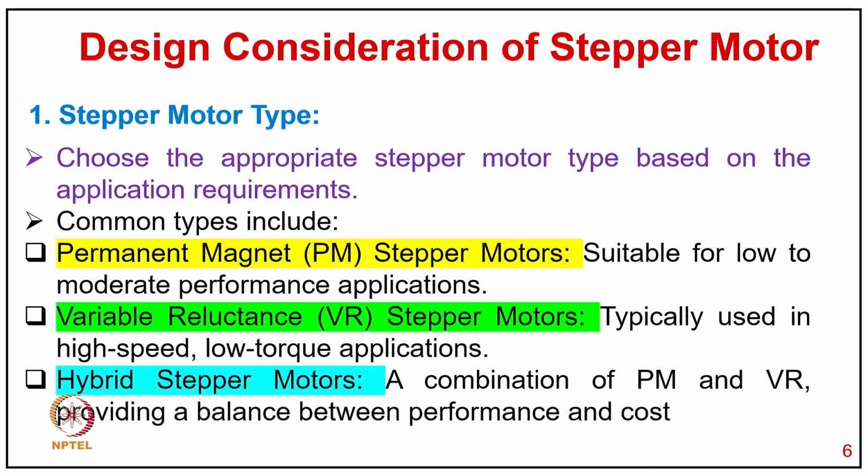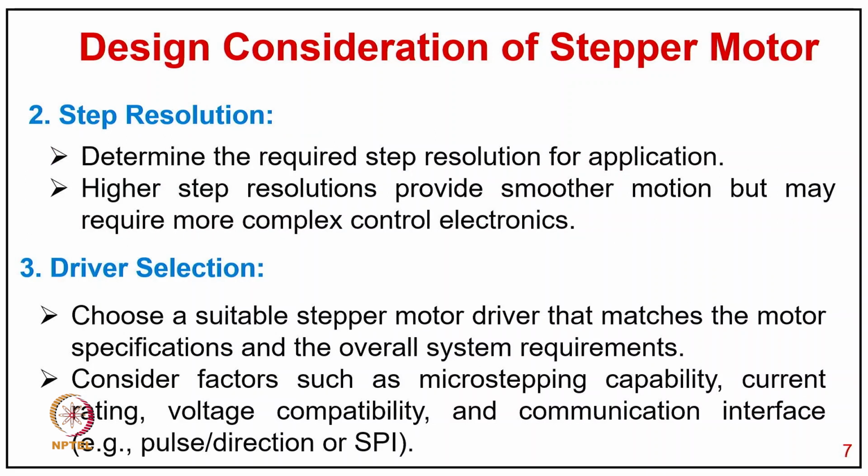Typically, the stepper motor type. Choose the appropriate stepper motor type based on the application requirement. Common types of stepper motors are permanent magnet stepper motors, suitable for low and moderate performance applications. Then variable reluctance stepper motors, typically used in high speed and low torque applications. Then hybrid stepper motors, a combination of PM and variable reluctance stepper motors, providing a balance between performance and cost. Now, the second is the step resolution.